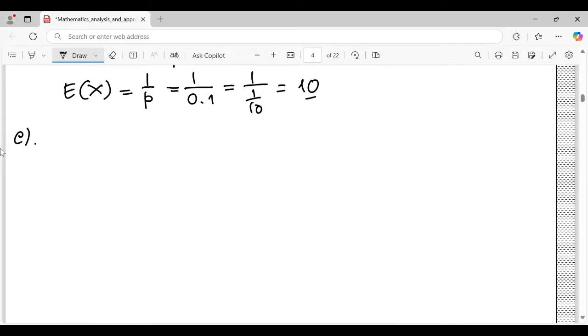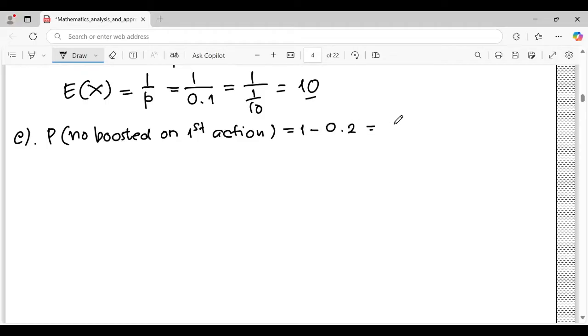I would like to write the probability of no boost on the first action, which is 1 minus 0.2 equals 0.8. Okay. Because the probability of boosted on the first action is 0.2 according to the previous information.